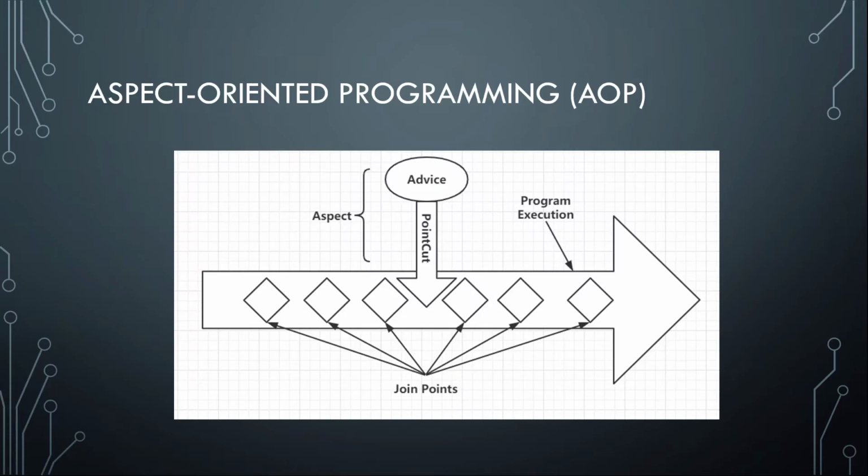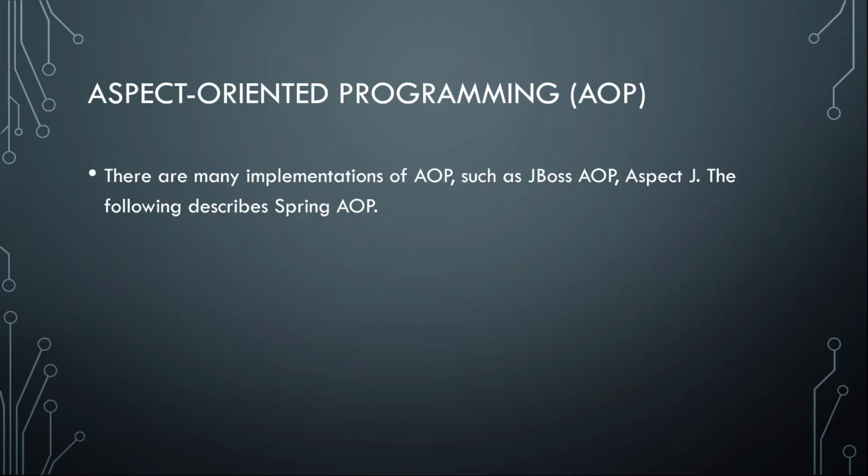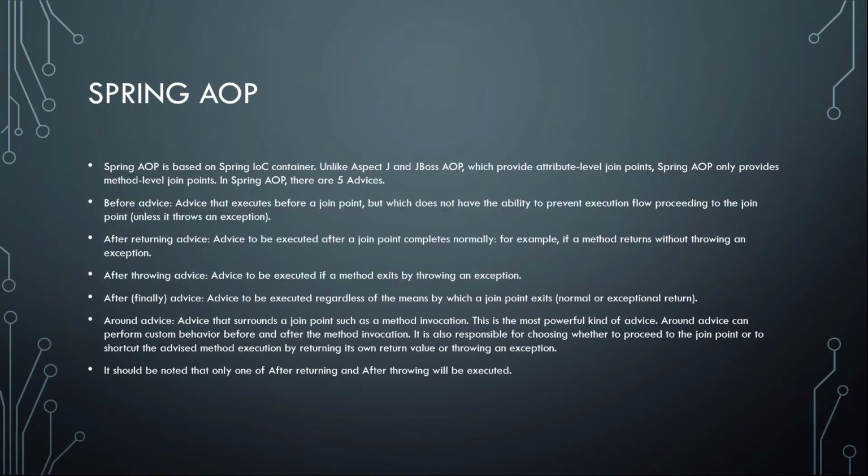Here is the relationship between them. As you can see from the picture, the aspect includes advice and pointcut. There are many implementations of AOP, such as JBoss AOP, AspectJ. The following describes Spring AOP. Spring AOP is based on the Spring IOC container, unlike AspectJ and JBoss AOP, which provide attribute-level join points. Spring AOP only provides method-level join points.